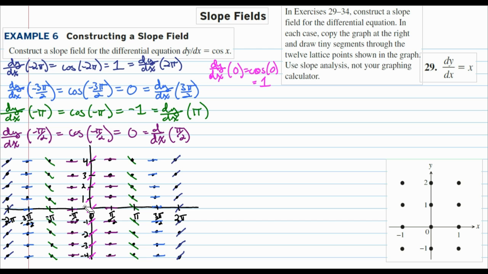So now you can kind of see, what is the antiderivative of cosine? Yeah, it's sine. And look at what these tangents are doing. They're kind of directing your sine curve in the shape it is supposed to be.